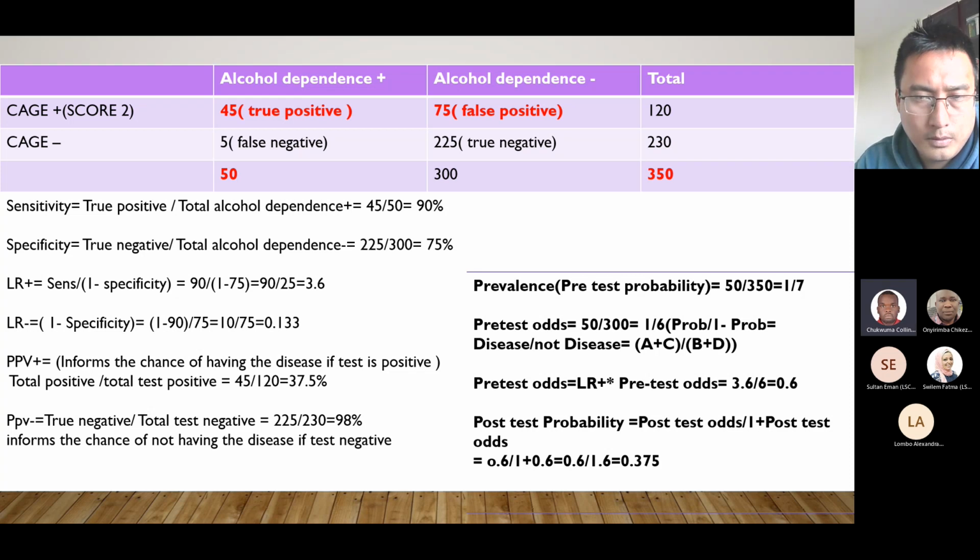And then for the other part, the non-alcohol, if 50 were alcohol dependent, then the remaining 300 were not. And then they said 75 scored 2 and above. So they've told us that any cutoff of 2 and above is positive, right? So B is 75, then D is 300 minus 75, that's 225. And then we now complete the box by summing them up.